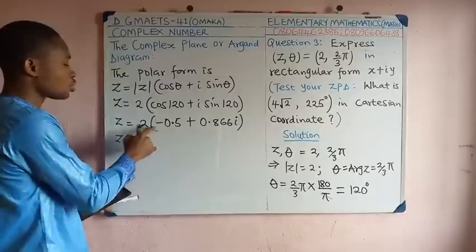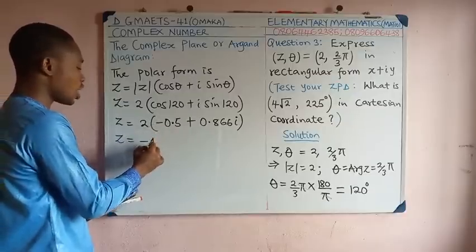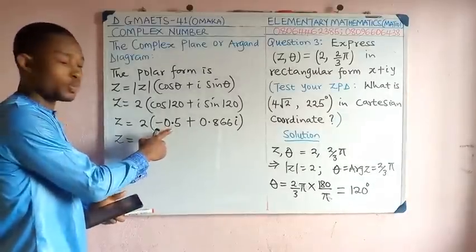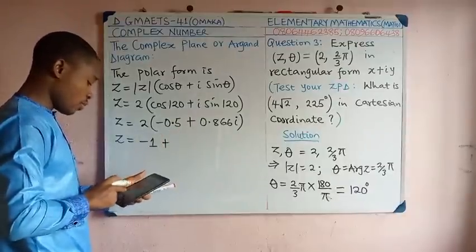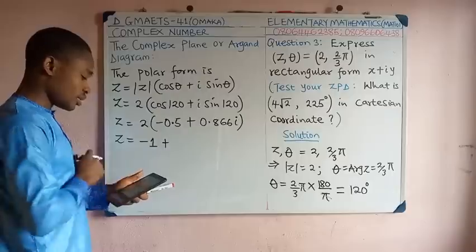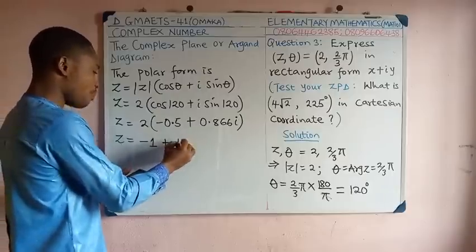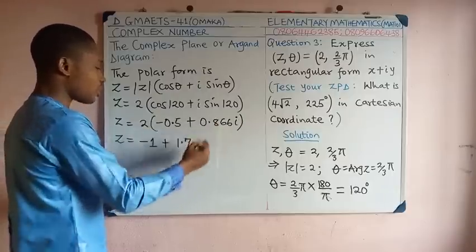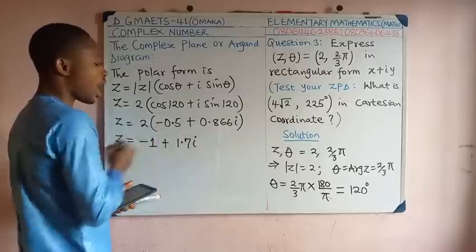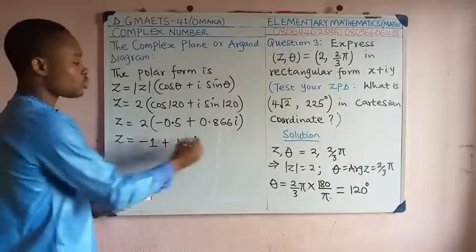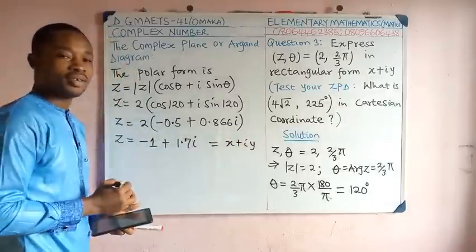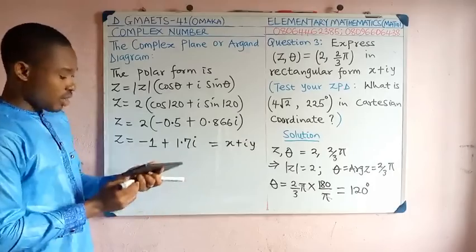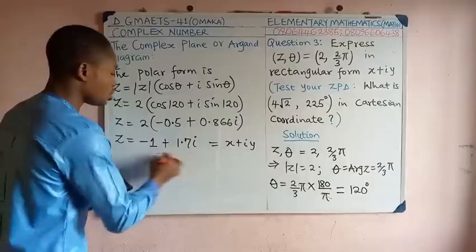So z is now 2 times this, which will give us minus 1. That's 2 times minus 0.5. Then we're going to add it to 2 times 0.866, which gives me 1.73. Okay, let's approximate 1.7i. And we've expressed these in the form x plus iy. You get that, right? So this is our result based on what the question says we should get.